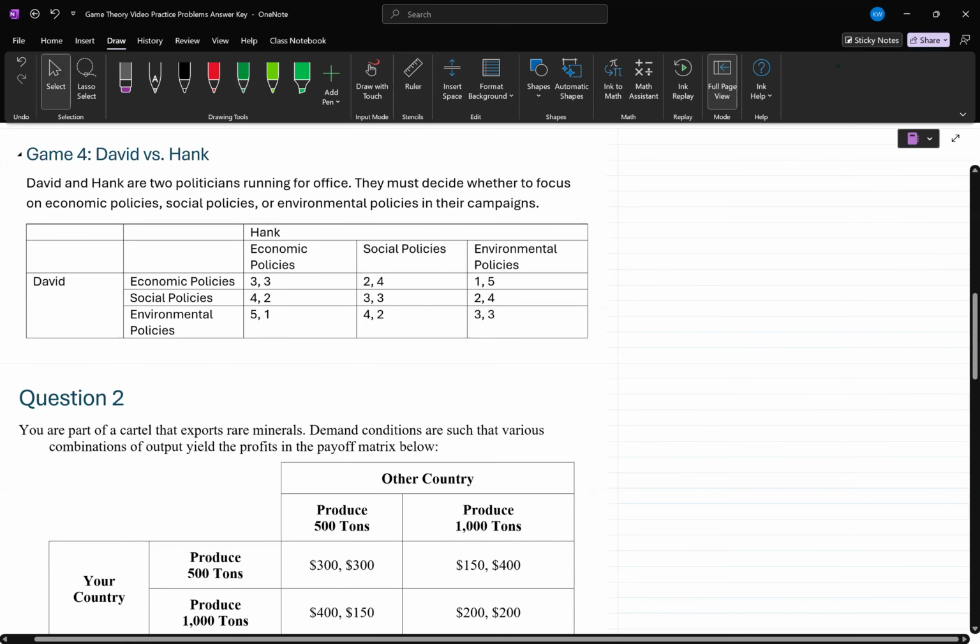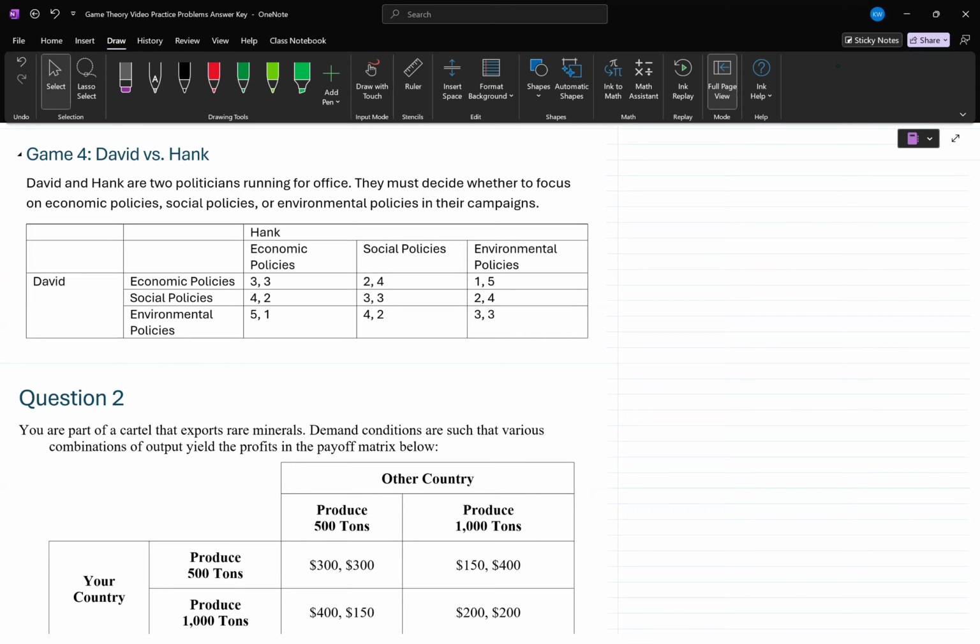Our final game here is between Hank and David, who are two politicians running for office. They must decide whether to focus their campaign on one of 3 sets of policies: economic, social, or environmental. All right, so let's analyze this. We're going to focus on David and then turn to Hank.